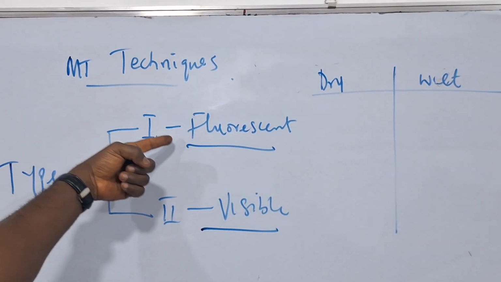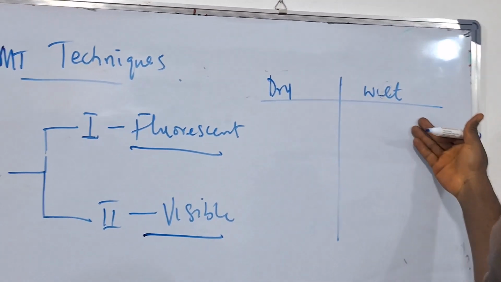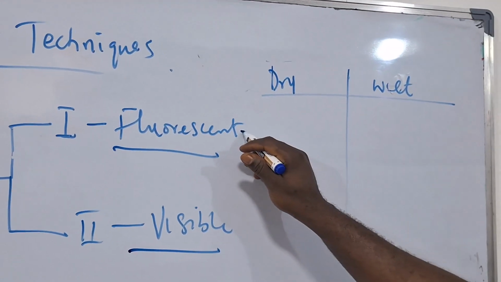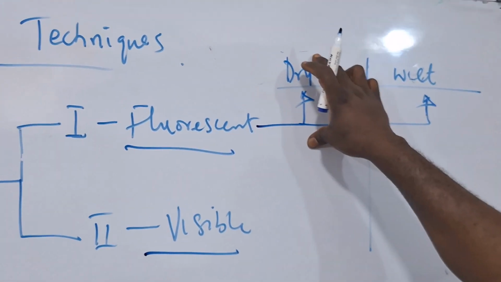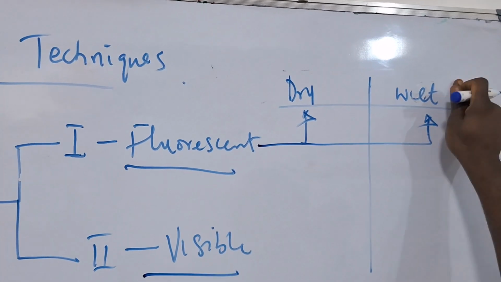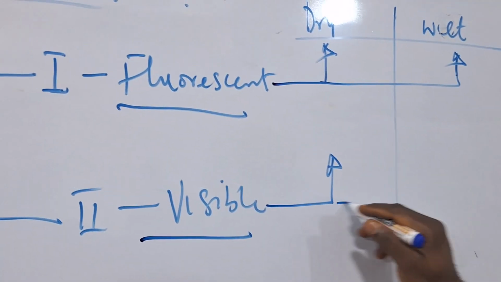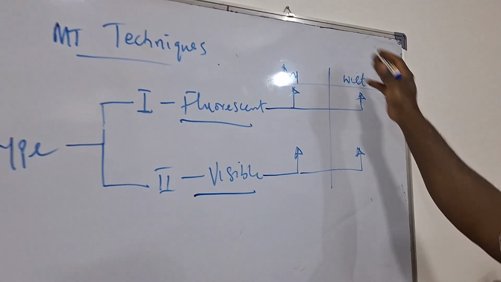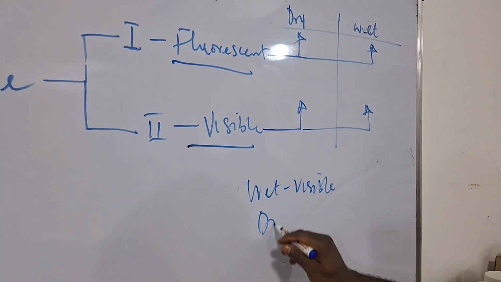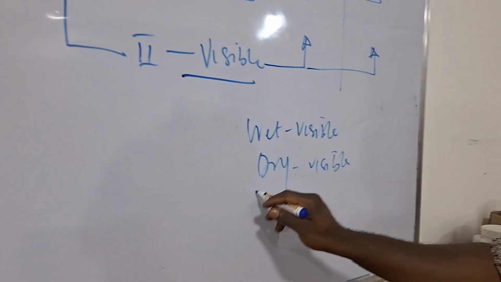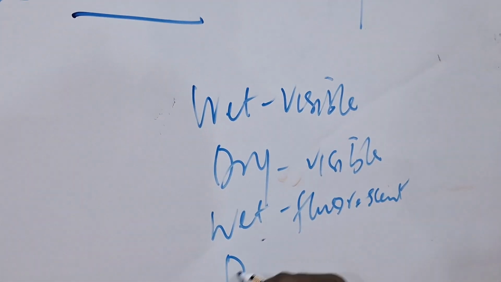Under the fluorescent method, you have the dry method and the wet method, which means you are going to have fluorescent dry and fluorescent wet. Fluorescent dry is one technique, fluorescent wet is one technique. Visible dry is a technique, and visible wet is also a technique. If you combine them together, you are going to have wet visible, dry visible, wet fluorescent, and dry fluorescent.